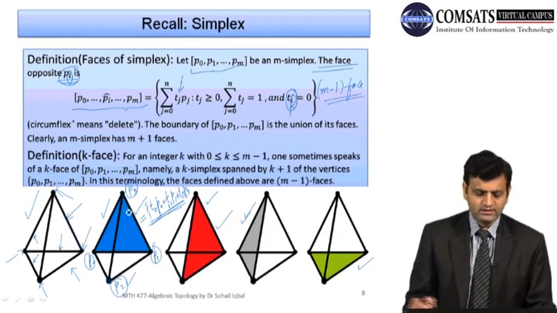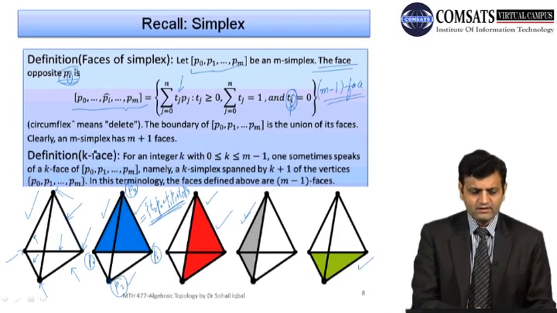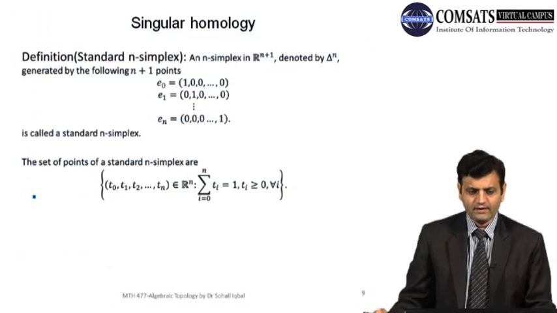Similarly, as I told you earlier, we can define a 0 face and a 1 face. So a 1 face means a face which is generated by 2 generating points of this tetrahedron. A tetrahedron is generated by 4 points, and if you take any 2 of them, then you will get a 1 face, and if you take one of the points, then you will get a 0 face.